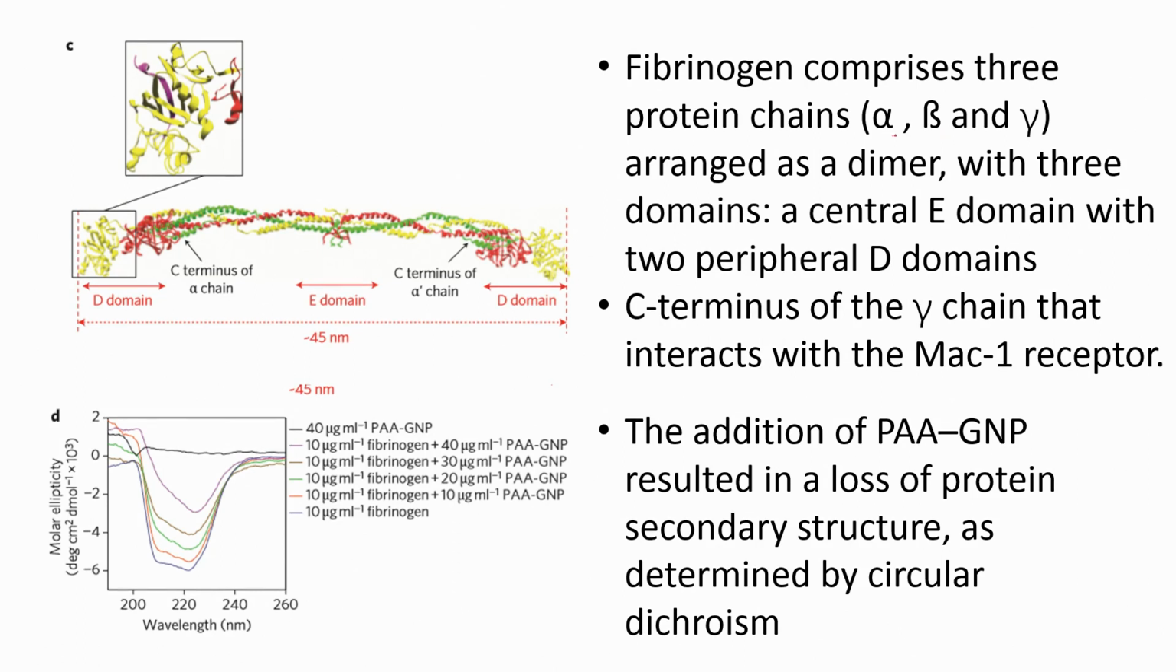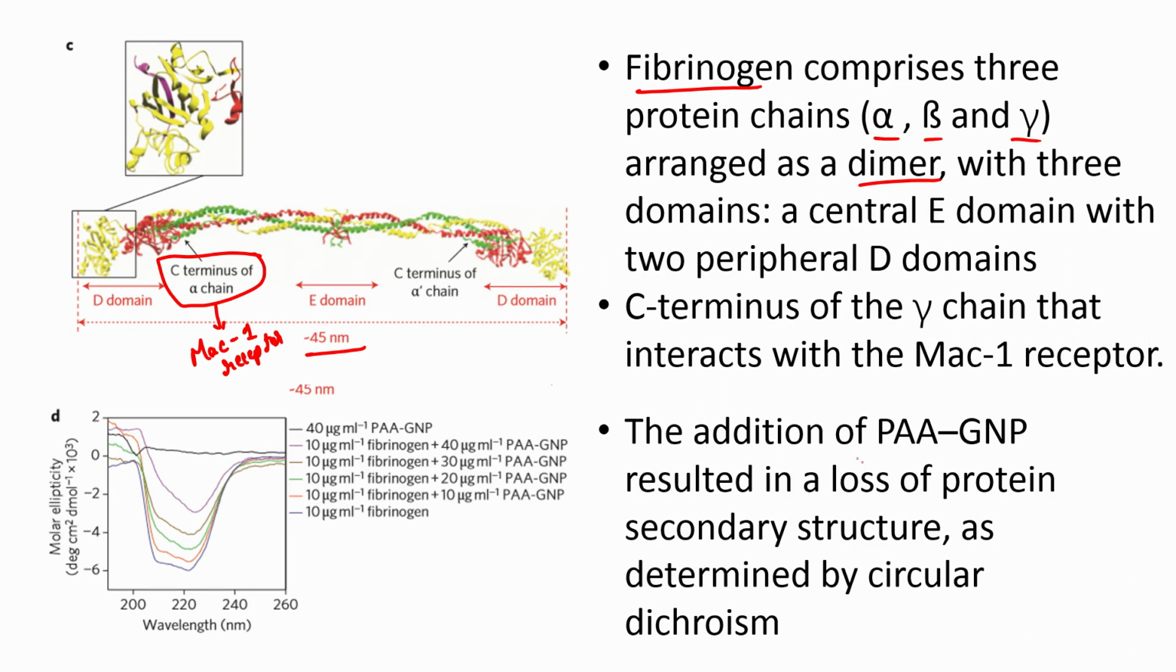Fibrinogen comprises 3 protein chains, the alpha, beta and gamma, and this is the conformation, a fairly large molecule, 45 nanometer, and it is a dimer. What they have further shown is that this C terminus, which is fairly covered in a normal protein structure, has a binding site for a receptor on a cell called MAC1. So, the MAC1 receptor can bind to this site, although the site is not typically exposed. MAC1 does not bind to fibrinogen by itself unless the fibrinogen structure is somewhat damaged or denatured, so that this MAC1 site is exposed.